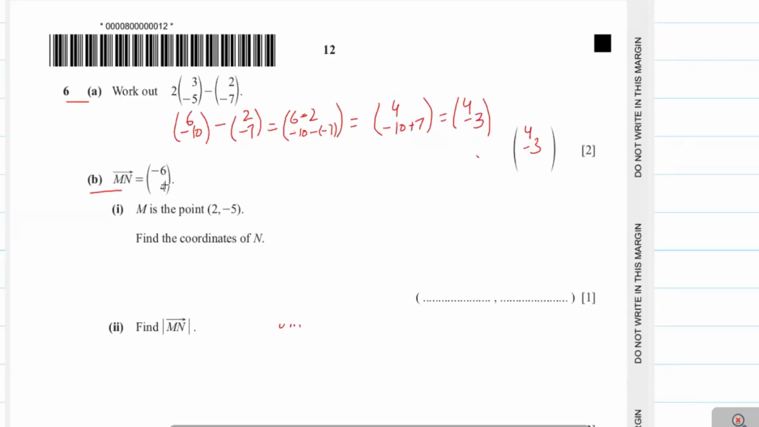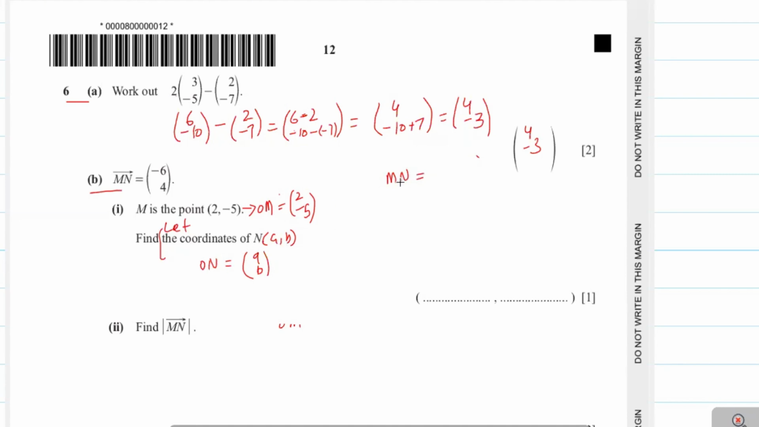Part B, MN is (-6, 4), M is the point (2, -5), find the coordinates of N. Firstly, we suppose that the coordinate of N is (a, b), and we will write N in column vector form. This is ON, and this will be equal to (a, b). And next we write OM in column form. This will be equal to (2, -5). And we can calculate the MN.